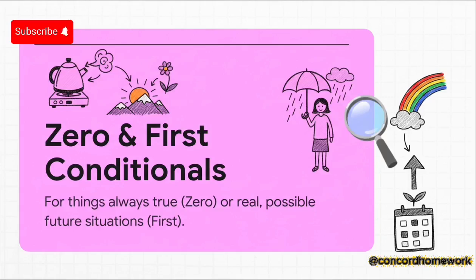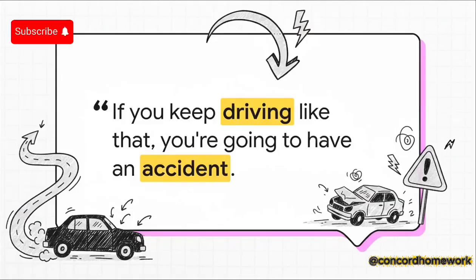The first conditional, on the other hand, is for stuff that's super likely to happen in the future. If it rains tomorrow, I'll take an umbrella. It's a real possibility, but not a 100% guarantee. Okay, this is a fantastic example of that first conditional. You've got a real situation, the bad driving, and a result that's pretty likely to happen, right? An accident. It's a straight-up cause and effect warning about the future.